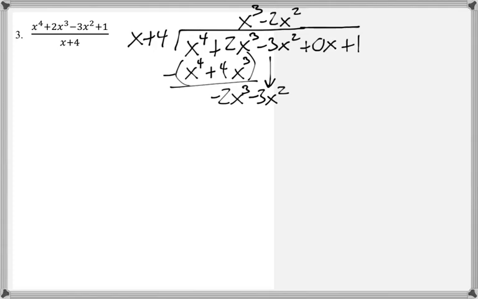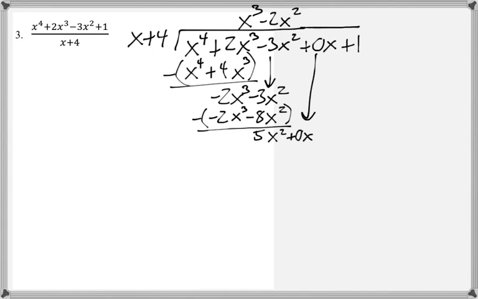And then I want to multiply negative 2x squared by both of those. So that's going to be minus 2x cubed minus 8x squared. And if I subtract these, the first terms go away. Negative 3x squared minus 8x squared is like negative 3 plus 8. So that's going to be 5x squared. And I'm going to bring down the 0x.